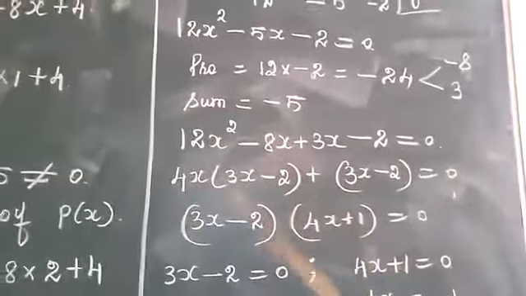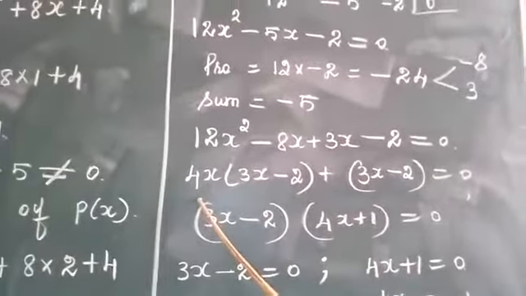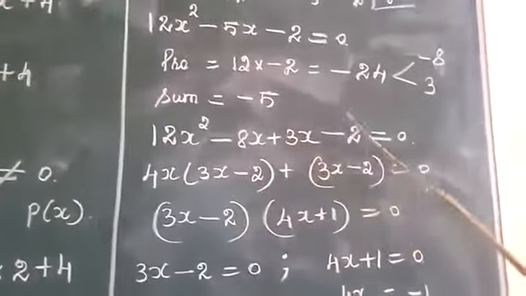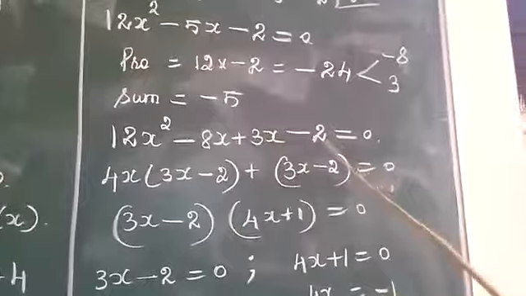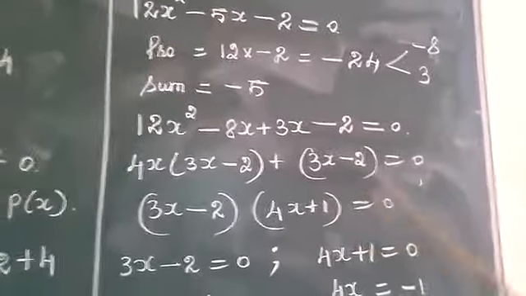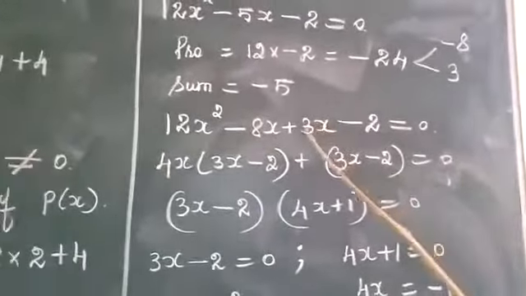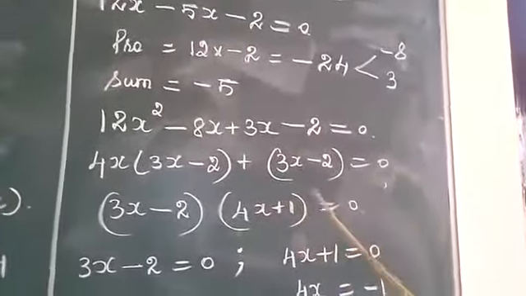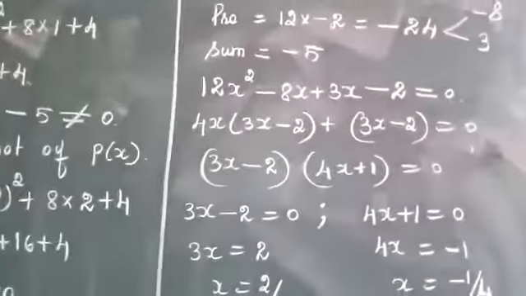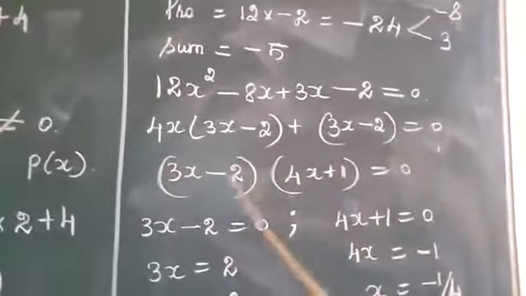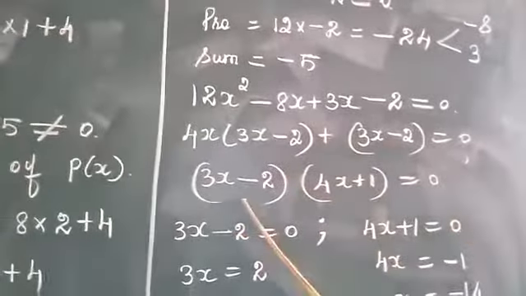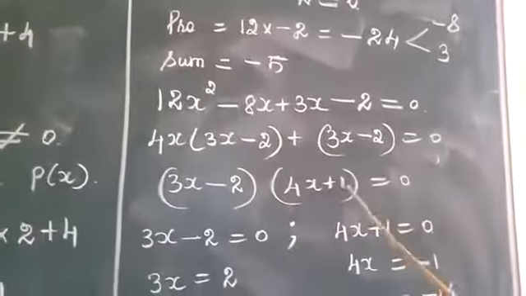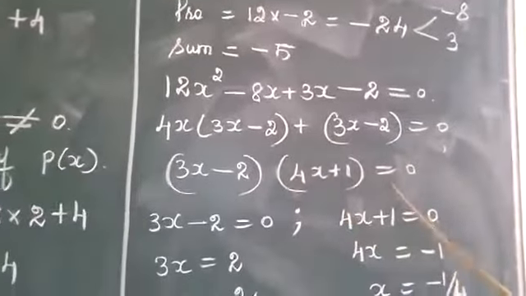Now for these two terms, 4x is common. If you take it out, the remaining will be 3x minus 2. Plus, for these other two terms, 1 is common. If you take out 1 as a common, the remaining will be 3x minus 2. Now for these two terms, again 3x minus 2 is common. If you take it out, the remaining will be 4x here, and 1 there. So 4x plus 1 is equal to 0.